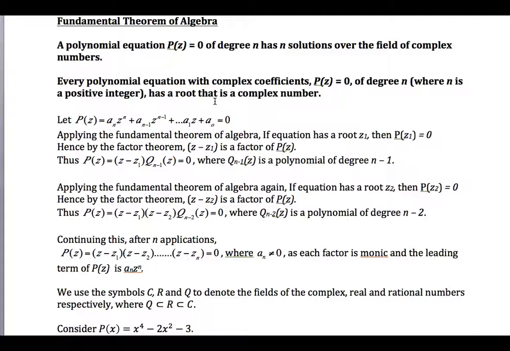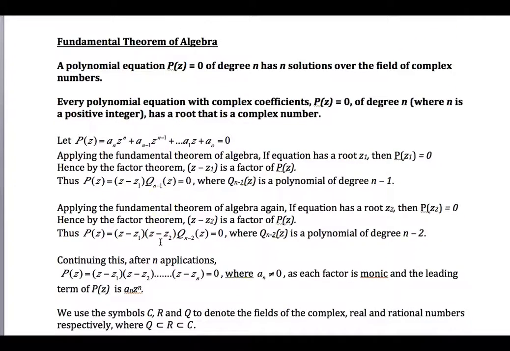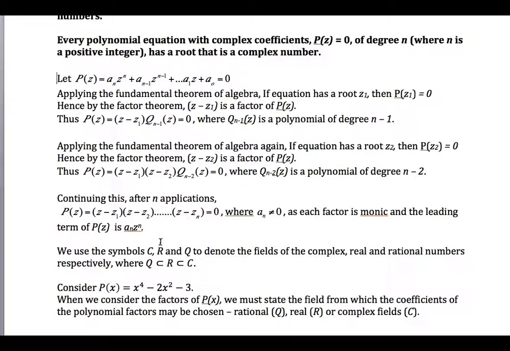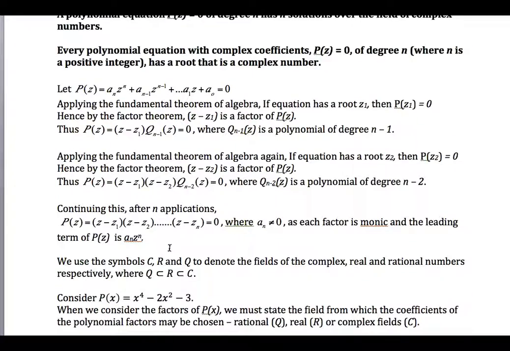So what I'm saying is, if your polynomial is a complex polynomial, it will have a root that's a complex number. Real polynomials, like the one I've highlighted there, may or may not have roots that are complex numbers, depending on what's under the square root sign, depending on what the discriminant is. All right, but any polynomial with complex coefficients will have a root that is a complex number.